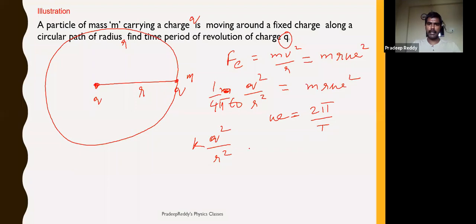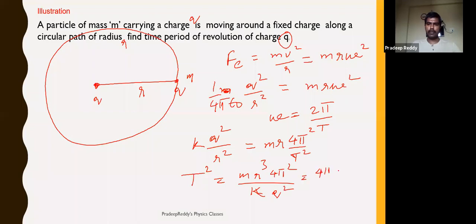This is equal to m into r into omega square, which is 4 pi square divided by T square. You should now find out the time period of revolution. Bring this time period to the other side. So time period T square is equal to m r cube 4 pi square divided by k into q square.